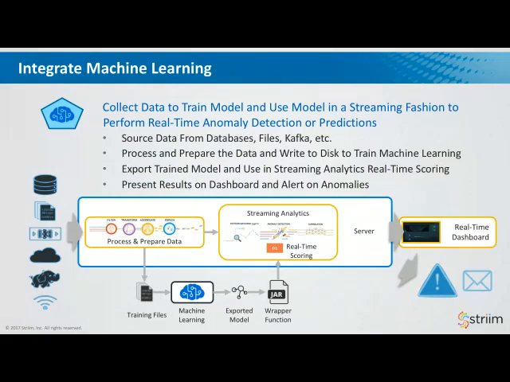And of course, if you're seeing that the model isn't working well, because you're continually accumulating training files, you can then also retrain the model, re-export it, and send it back into the streaming side and now work with a new updated model. So that makes the whole process much easier.